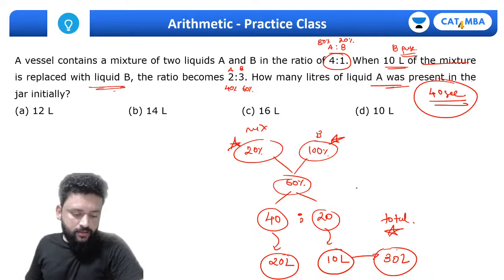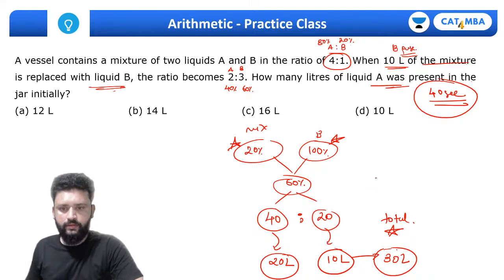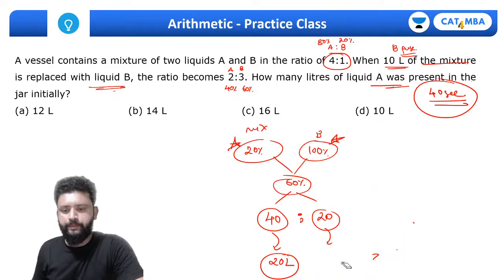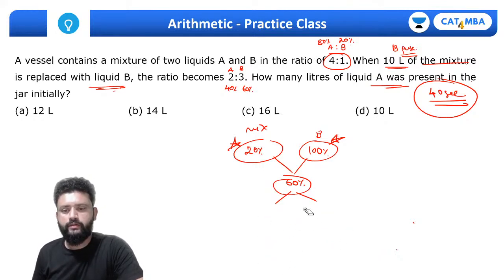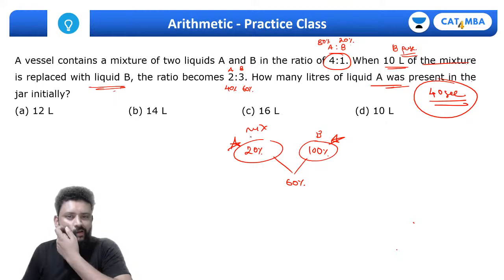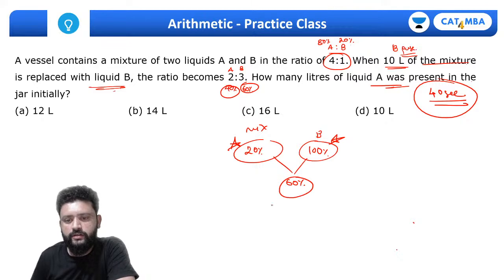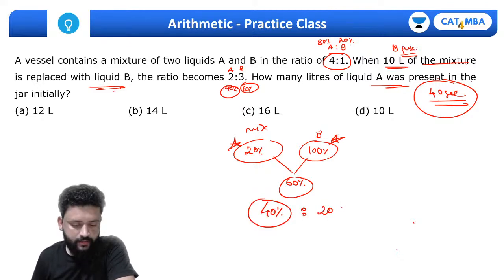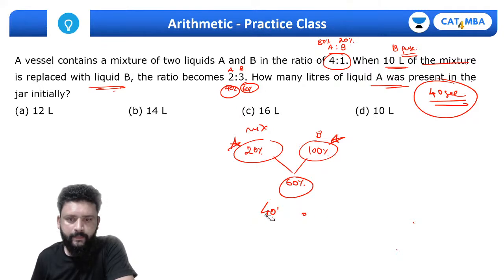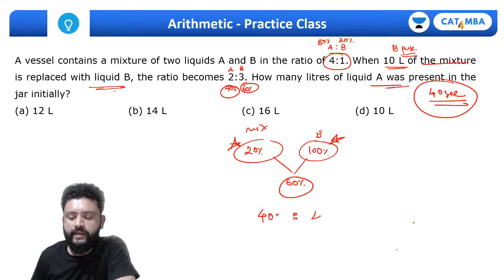Ashish, are you getting the answer? I think there is something wrong with me. Just a minute. This is 40%, 60%. This is 40%. This is 20. Sorry, I made a mistake. This is 40:40. Right, so this is 1:1.